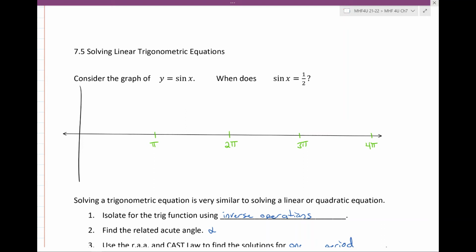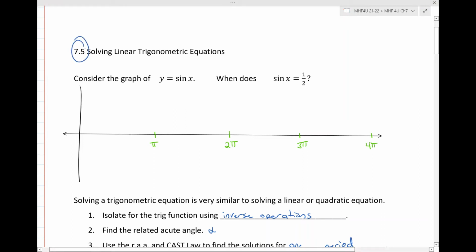All right, folks, we are back. We're looking at section 7.5. If you are taking this course in January of 2022, then this will not be on any assessments through this course, but otherwise it very well might be.